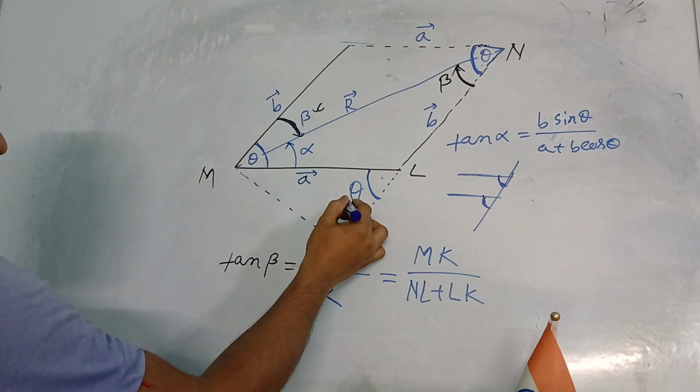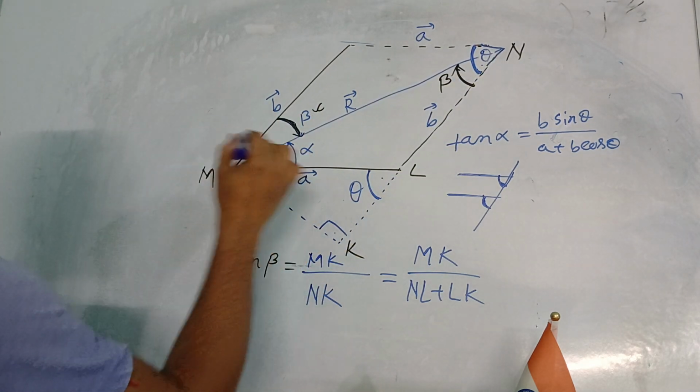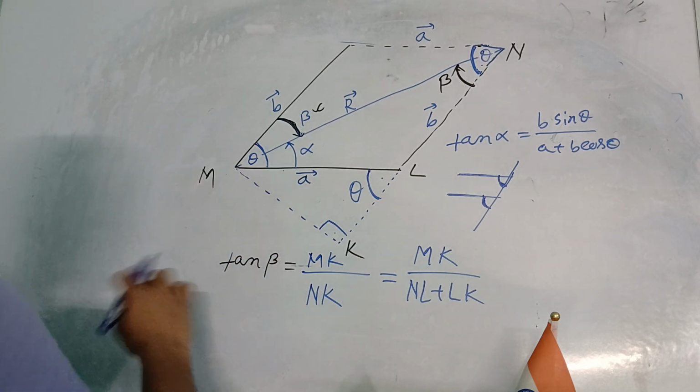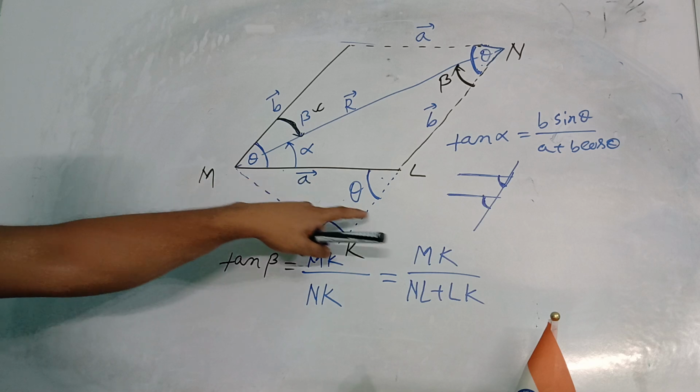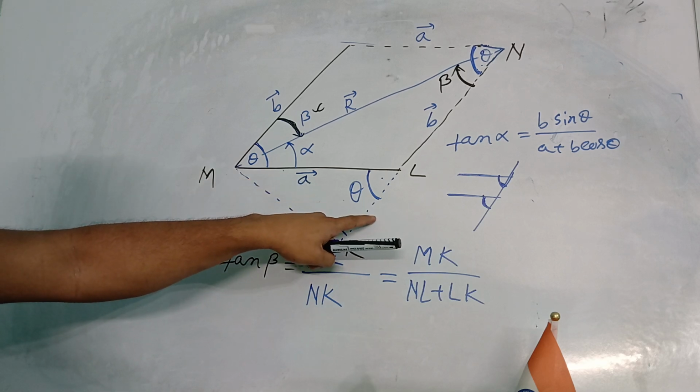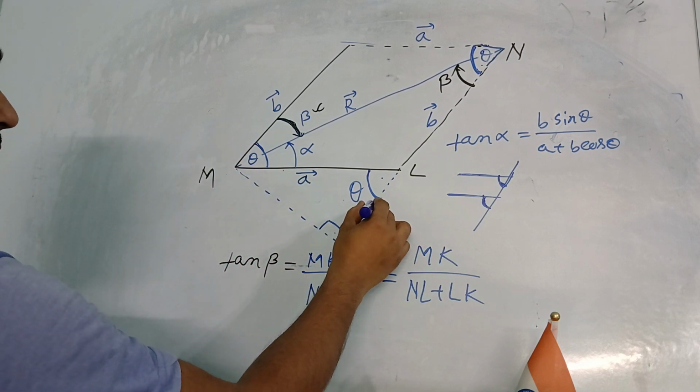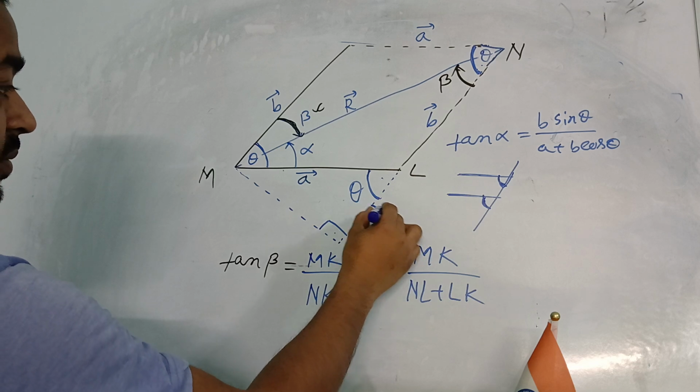This is theta, it is hypotenuse because it is opposite the right angle, so it is A. Now our aim is what? We want to find the base. When the hypotenuse is known and we want the base, we use the cos function. So what is the value of this one?